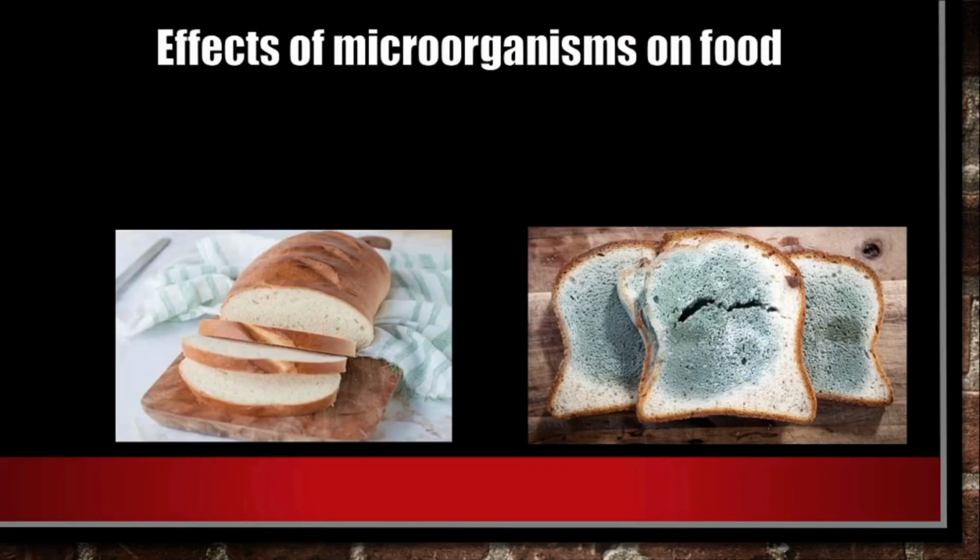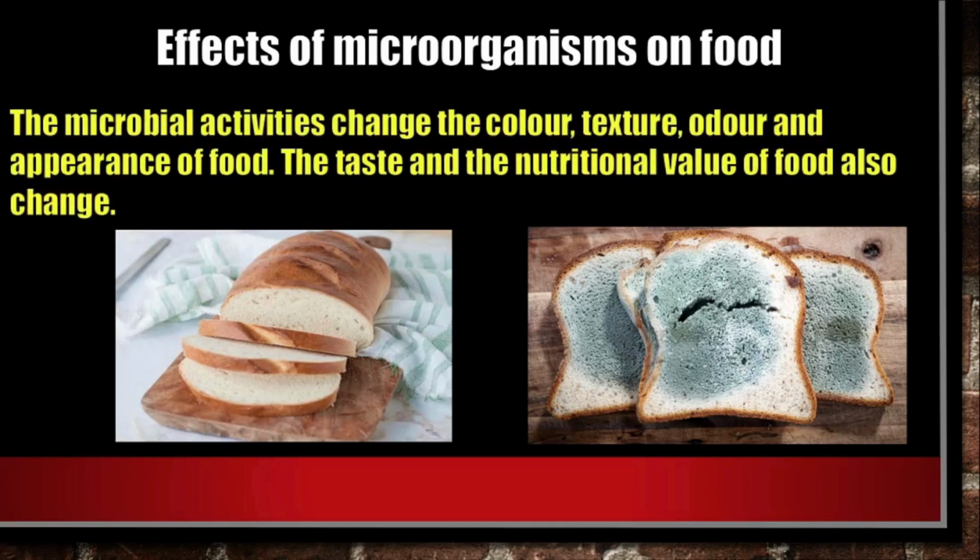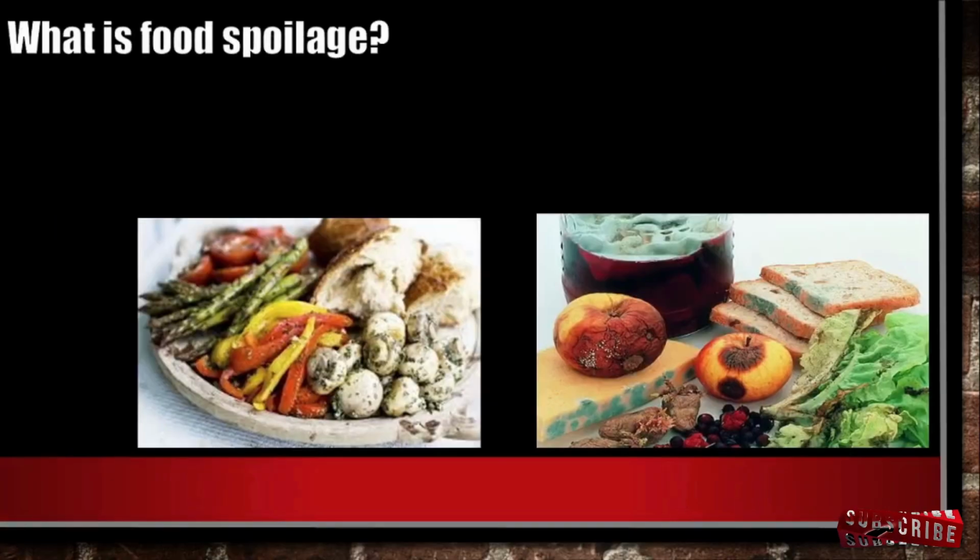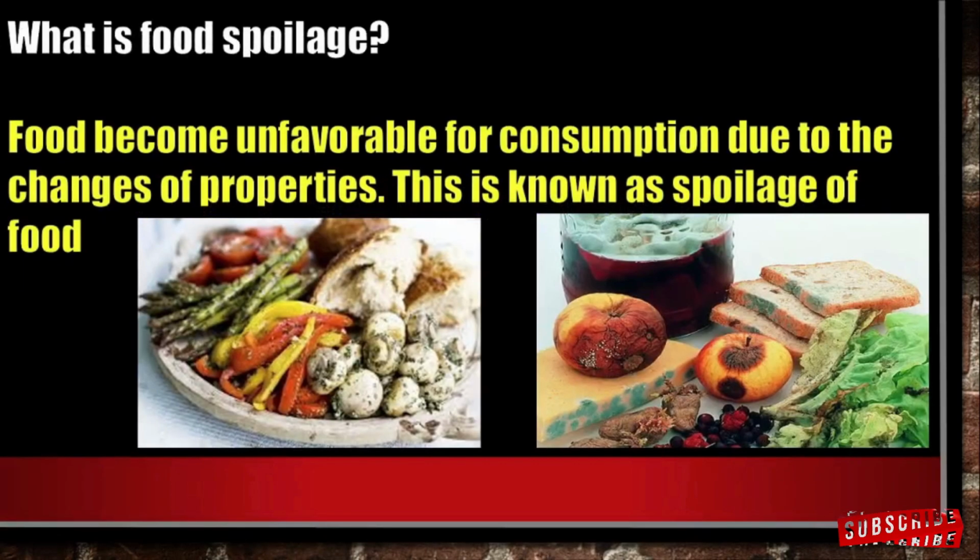Effects of microorganisms on food. The microbial activities change the color, the texture, odor, and appearance of food. The taste and the nutritional value of food also change. What is food spoilage? Food becomes unfavorable for consumption due to the changes of properties. This is known as spoilage of food.